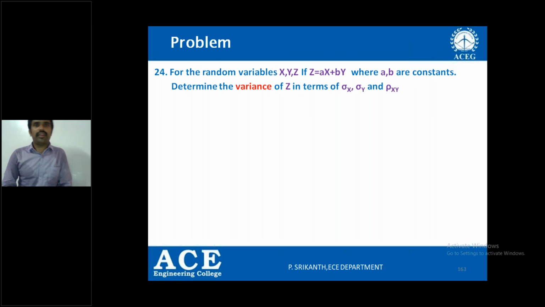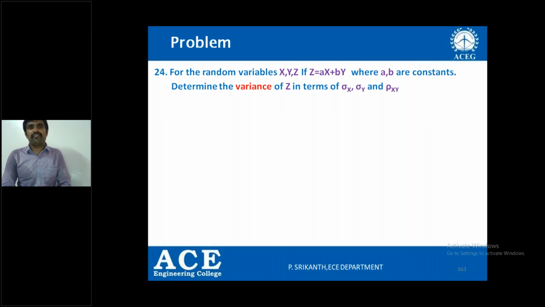So now let us take a simple problem. For the random variables x, y, z, if z equals ax plus by, where a comma b are constants, determine the variance of z in terms of sigma x, sigma y, and rho xy.